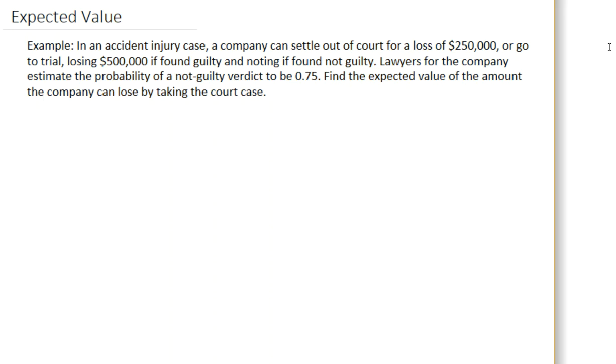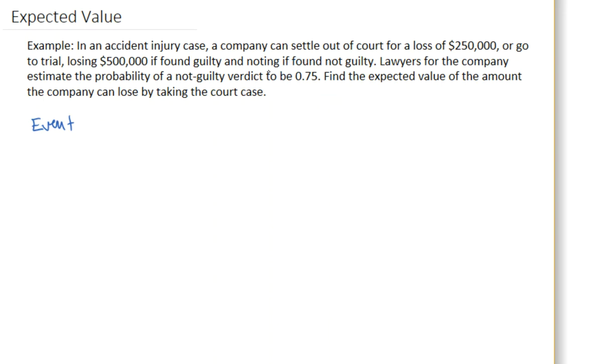I like to set these up using a table, and the first item I put in my table is the event. When you're dealing with expected value, you're going to have multiple events that are possible. In this case, our events are they're not guilty or they're guilty. Those are the two events. The idea of settling outside of court isn't one of the events that's involved in the probability. When you're looking at the probability, that's about whether it's found guilty or not guilty. The out of court option is a third thing for comparison that we'll talk about at the end.